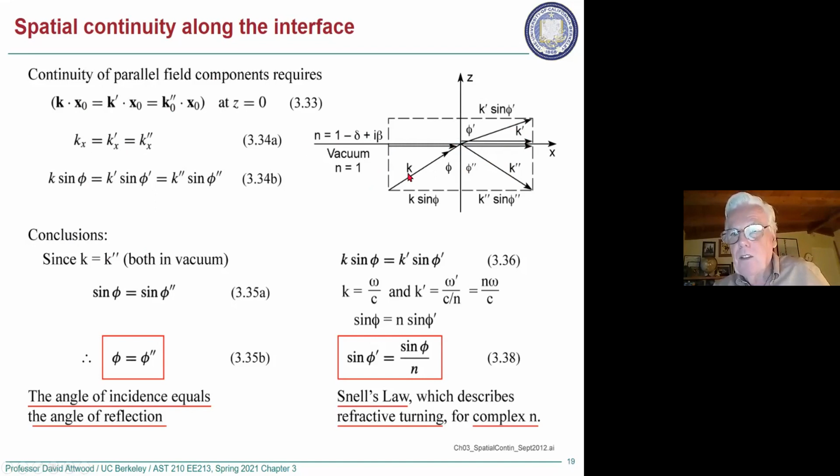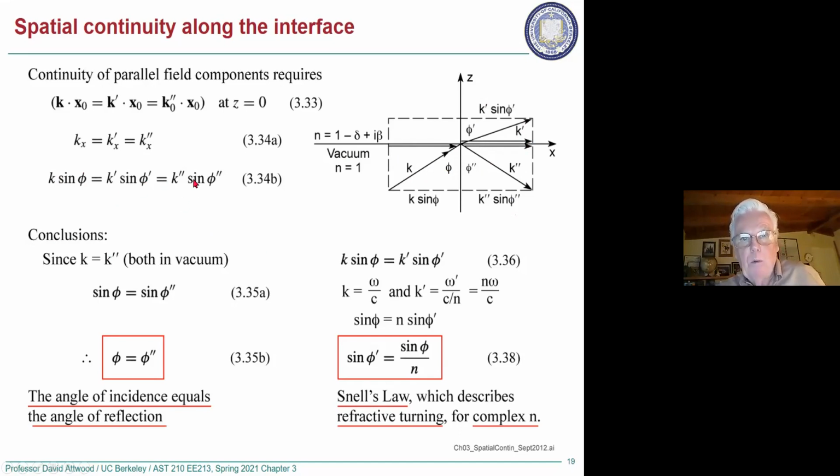And Kx, let's look at this one. Here's K, and this is the X direction along the interface, Z is going in. So this is Kx, this would be Kz. So how does Kx relate to K prime in the X direction? Well, they each have their angles. And so Kx is K sine phi. And this one, along here, is K prime sine phi prime, and this one is K double prime sine phi double prime.